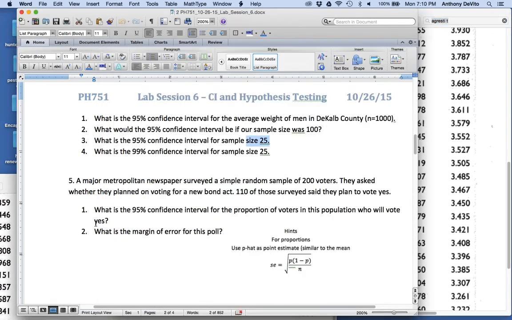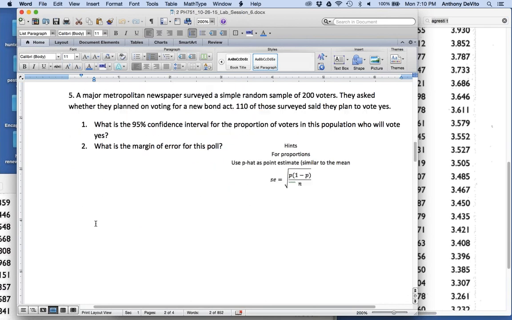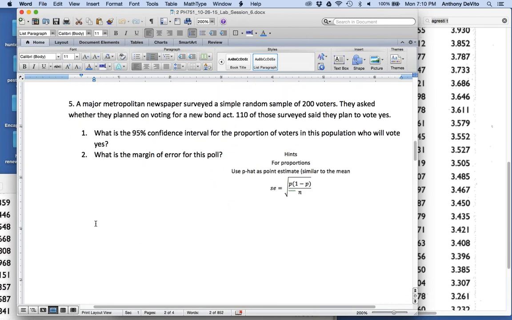Okay? All right. Now let's throw another wrench in here. This is too simple, so we have to make it more complicated. That's the reason for this course. A major metropolitan newspaper surveyed a random sample of 200 voters.